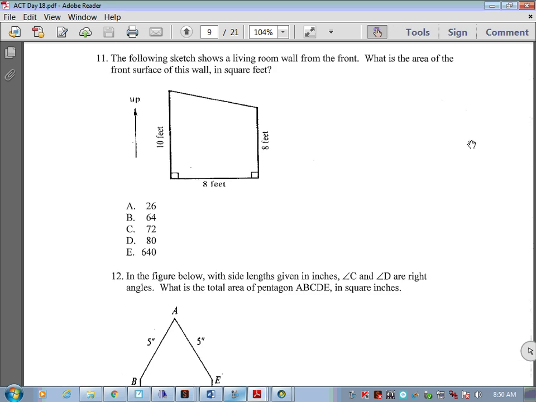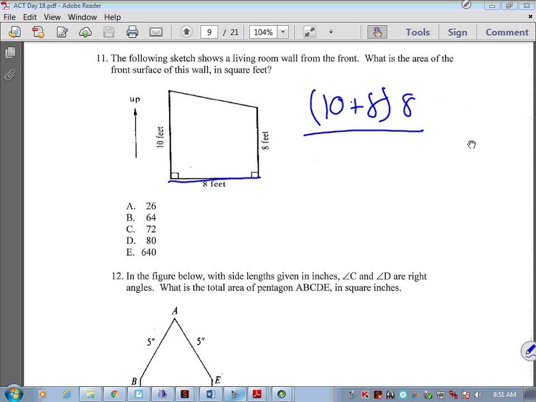All right. 11. Okay, the following sketch shows a living room wall from the front. What is the area of the front surface of this wall in square feet? Again, to me, it looks like it should be a trapezoid because I got 2 parallel sides and 2 non-parallel sides. So we're going to take base 1 plus base 2, which is the parallel sides. So in this case, it's 10 plus 8 times the height, which in this case is 8, divided by 2.